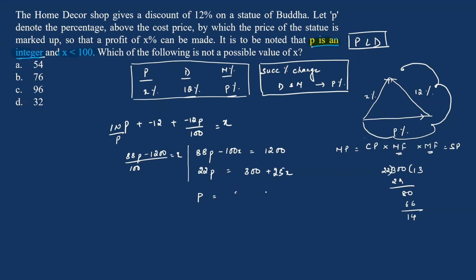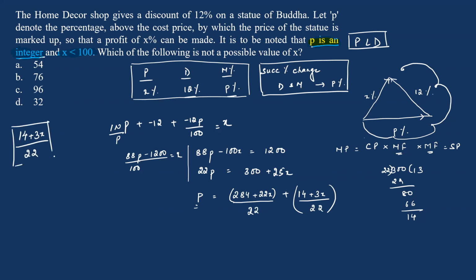286 plus 3x divided by 22. The 286 part will automatically be an integer. And then finally, what do we have? We have 14 plus 3x divided by 22. So for P to be an integer, I repeat, our job is to check 14 plus 3x should be exactly divisible by 22. Because this is, sorry, this is 286. So this is 22 ones are 22, 13s are 286. So eventually we have 13 plus x, which is an integer.